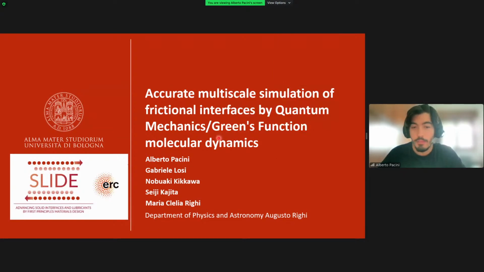Okay. Welcome, everyone. I'm Alberto Paccini, working in Clelia Righi's group at the University of Bologna, together with Gabriele Losi, the previous member of the group, and in collaboration with Nobuaki Kitawa and Seiji Kajita at the Toyota Central R&D Lab in Japan. And we developed a new multi-scale method which links together ab initio and Green's function molecular dynamics, and we applied it to study diamond interfaces.